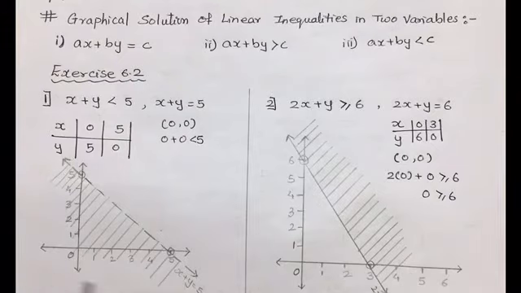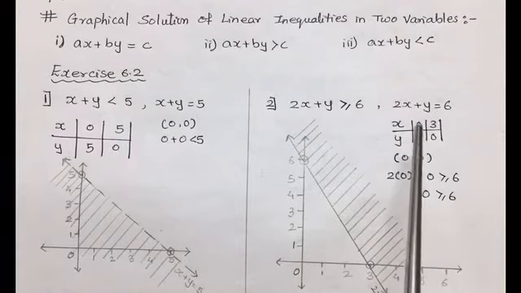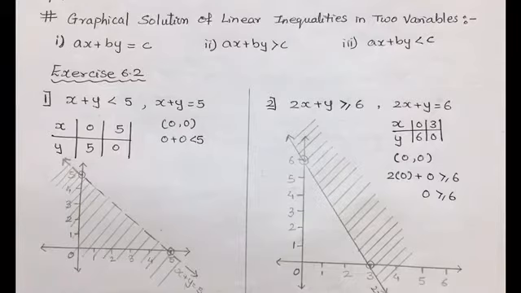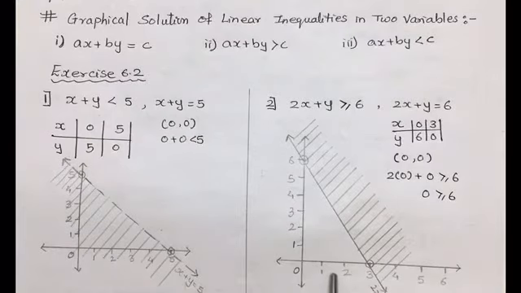And whatever line is drawn, you need to write that line's equation. Here it is 2x plus y equal to 6, the equation of this line. So this is how the graphs of inequalities will be taken up.